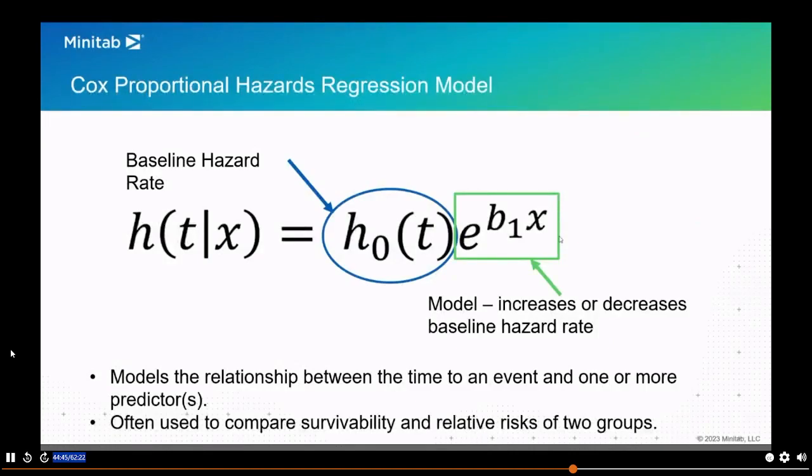So the model itself looks a little bit like a logistic regression model with an E in it. Minitab actually simplifies the model, and you'll see that in a little bit. But that's all we're doing. We're taking a baseline hazard and seeing how various predictors change that hazard up or down, right? Various combinations of predictor settings can move that hazard. So it models the relationship between the time to an event and one or more predictors.